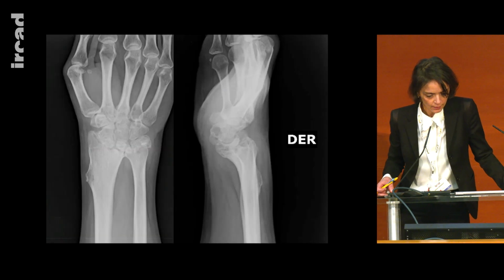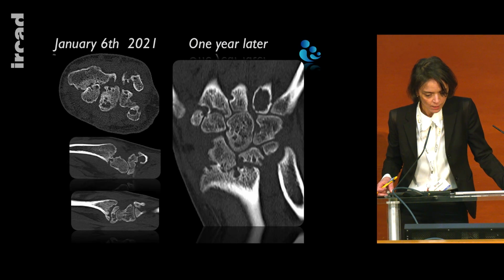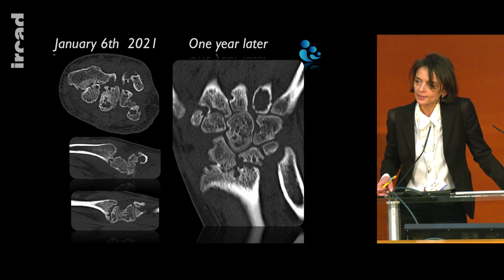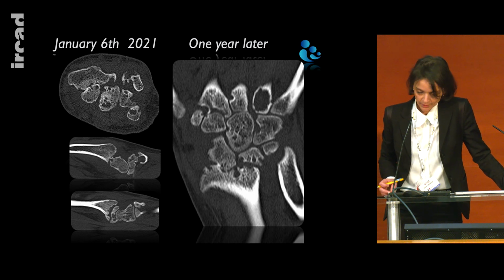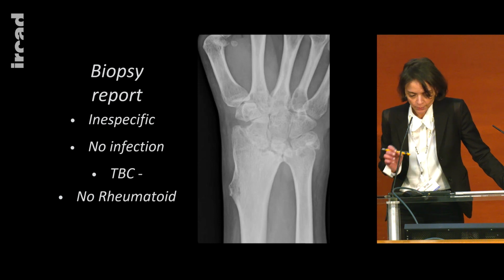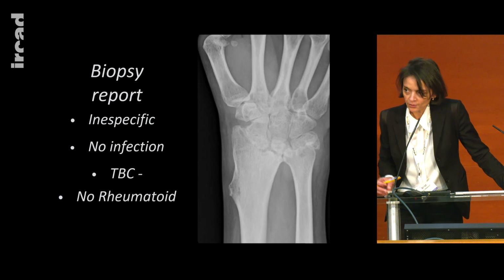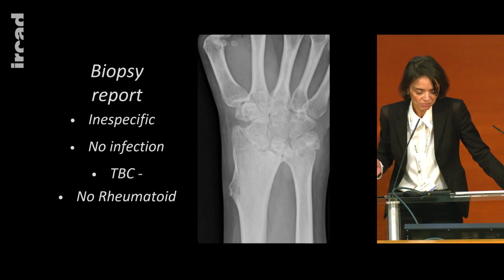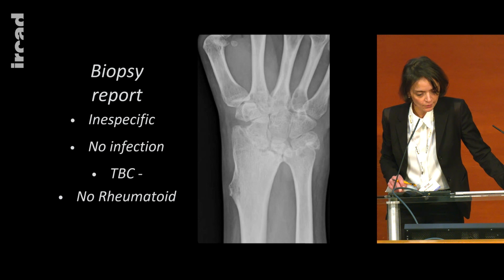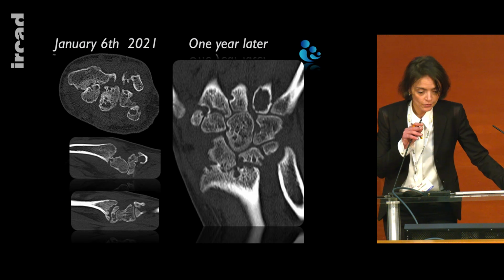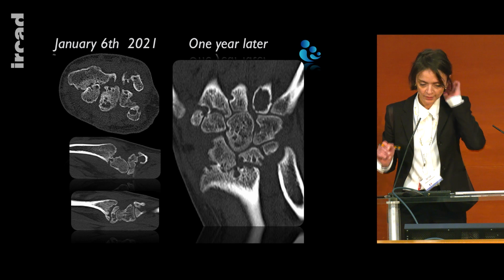And at this moment, here is the last imaging. Here we have our disaster. Someone from the right. At this moment all the biopsies were negative, no infection, no tuberculosis, because this aspect on the arthroscopy could be tuberculosis aspects. What are the treatment possibilities and the treatment options after this disaster?